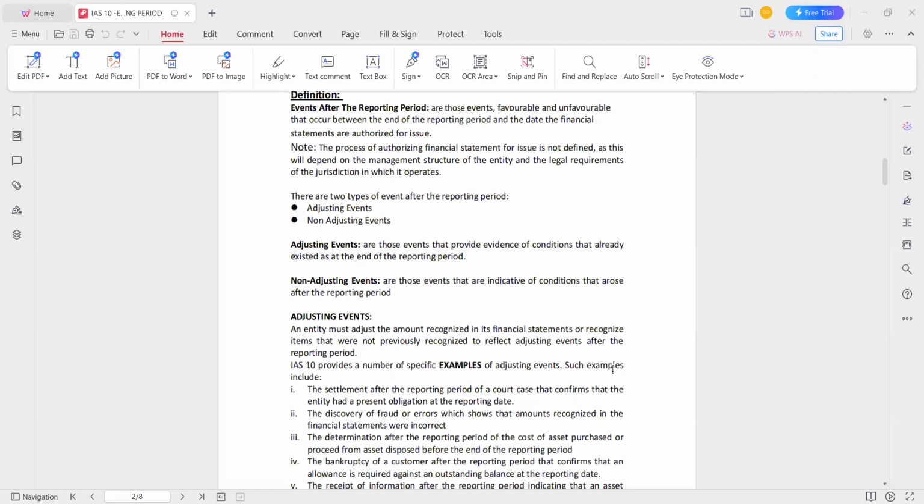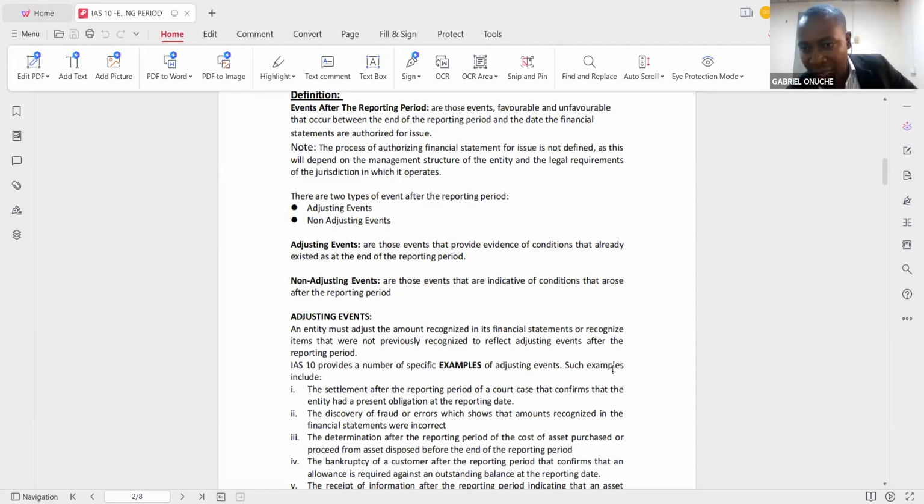Definition of terms, event after reporting period. Events after the reporting period are favorable and unfavorable events that occur between the end of the reporting period and the day the financial statements are authorized for issue by the board of directors, as I explained. Now, the standard did not specify or give details of the process of authorizing financial statements for issue.